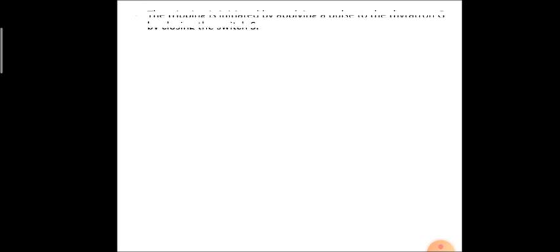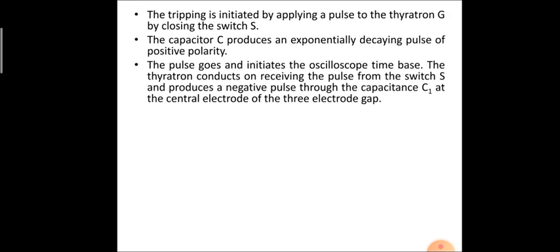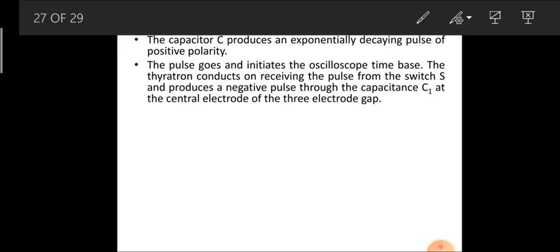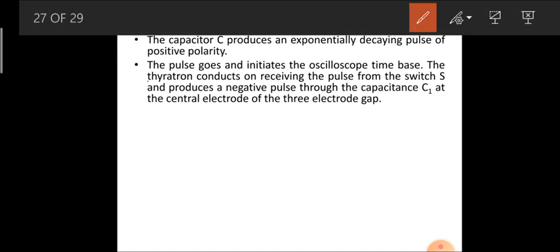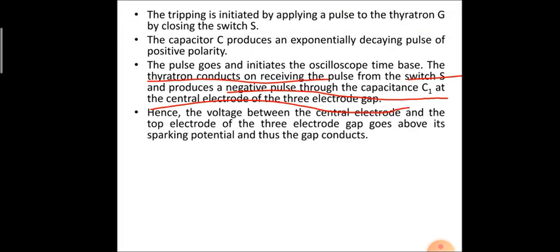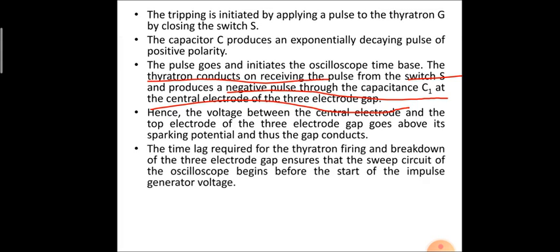Whatever I have said is written here. The capacitor C produces an exponentially decaying pulse of positive polarity. The pulse goes and initiates the oscilloscope time base. The thyratron conducts on receiving the pulse from switch S and produces a negative pulse through the capacitance C1 at the central electrode of the 3 electrode gap. Hence the voltage between the central electrode and the top electrode goes beyond the breakdown potential and this gap starts conducting.